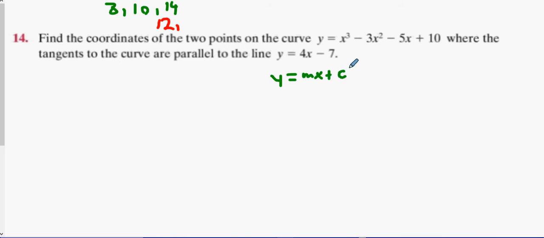What does it want the slope of your tangent to be? What does it want the slope of your tangent to be, lads? Can anybody tell me? Yeah, it wants it to be 4.